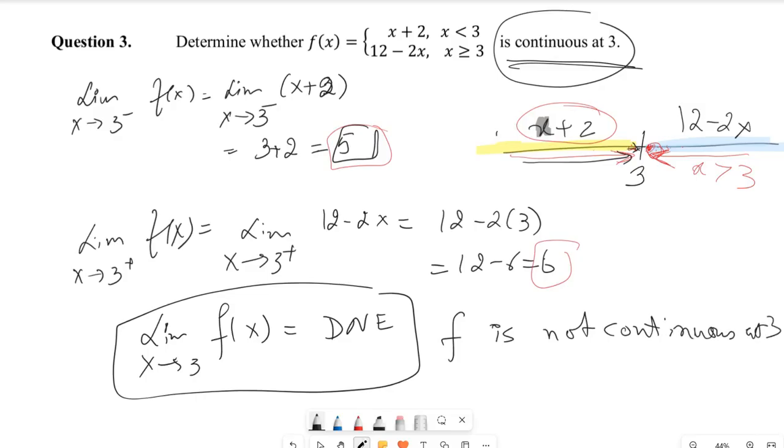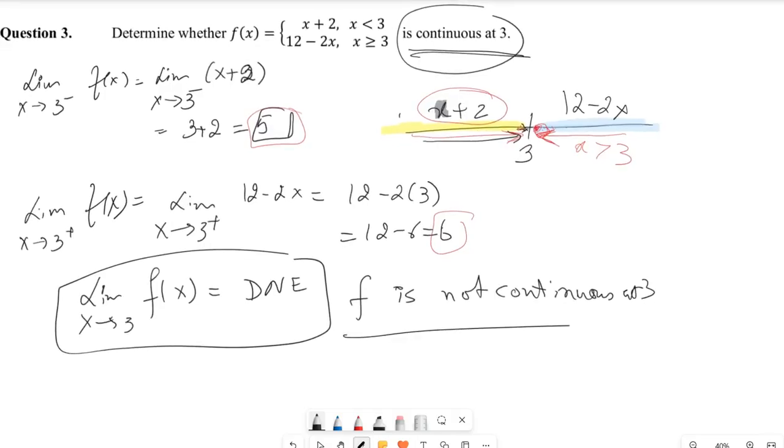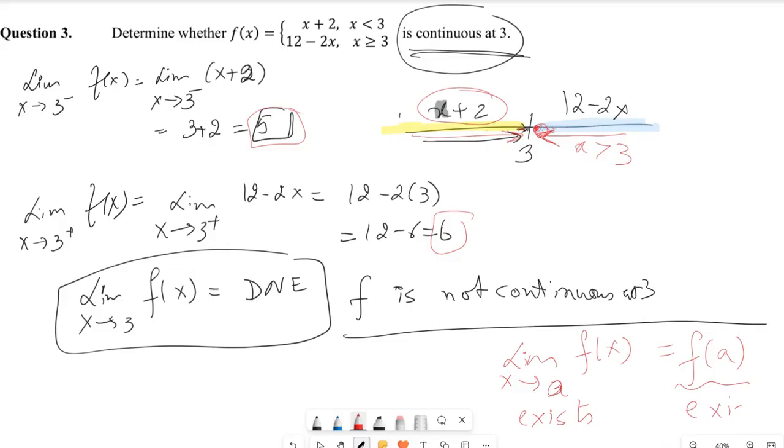at 3. To remind you, the definition of continuity is 3 conditions. The limit exists at a, and the limit is equal to f of a, where f of a also exists. So 3 conditions: the limit exists, the value of the function at a exists, and they are equal. In this case, only the limit doesn't exist. We didn't even need to check the value. The function is not continuous at this number.